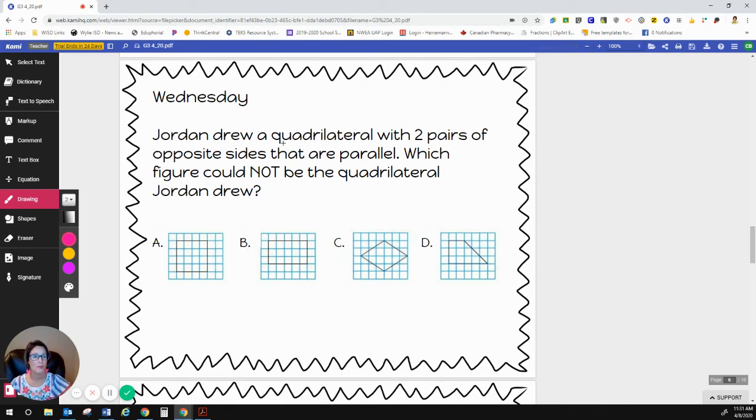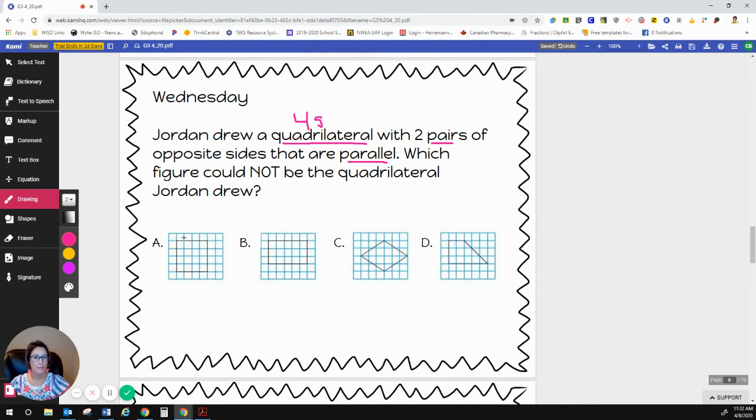Think about a quadrilateral. What do you remember? 4 sides, right? Okay, with 2 pairs of opposite sides that are parallel. Remember parallel? Remember that parallel lines are lines that are not going to meet and intersect. Okay, they're going to kind of run on like this, like this, like this. They're not going to meet or cross. All right, so thinking about that.